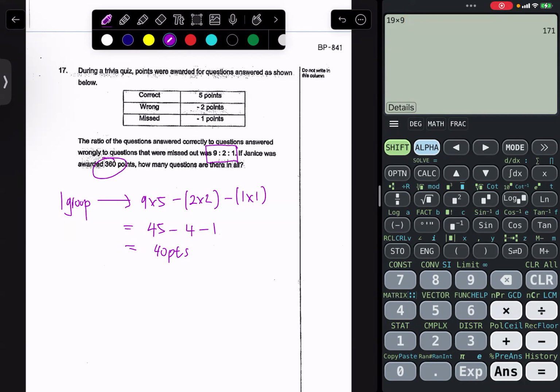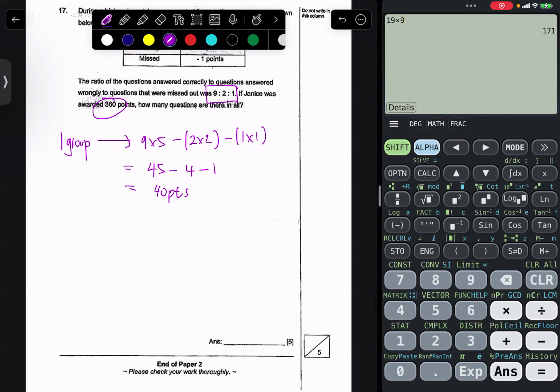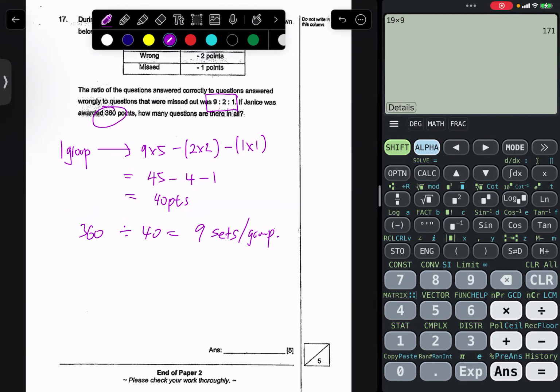If she got 360 points, so 360 divided by 40, means she answered 9 sets or 9 groups. Now, 9 plus 2 plus 1, that is 12 questions. So 12 questions times 9, 108 questions in total.